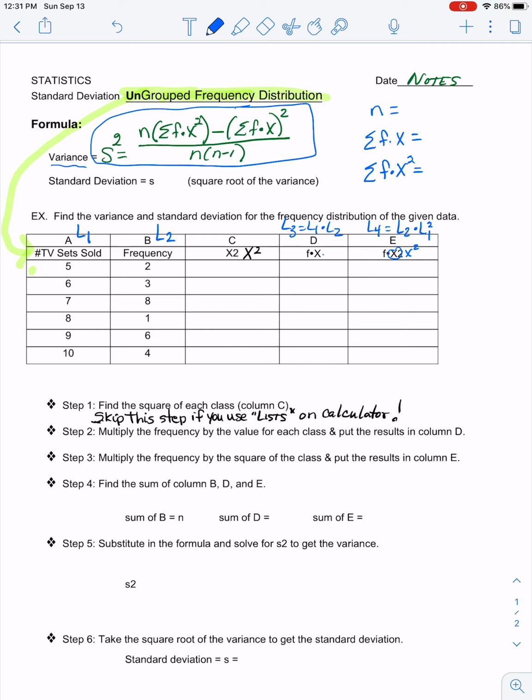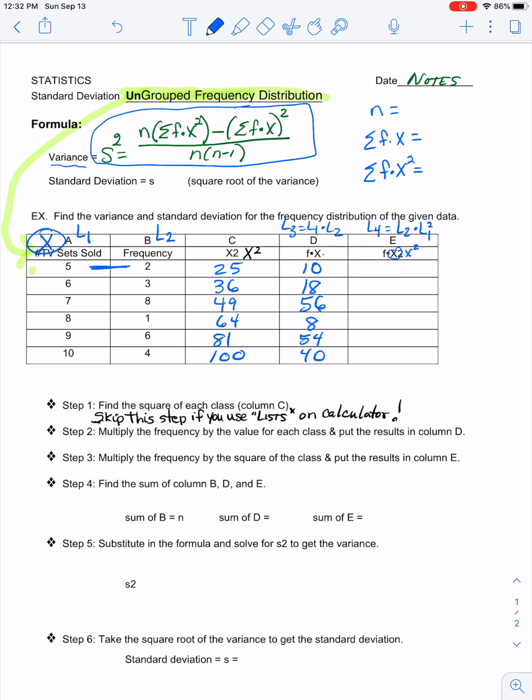If you're going to do it by hand, the next column I would fill in is the x squareds. And remember, it's the x's, so these are the x's over here, not the frequency. So we need 25, 36, 49, 64, 81, and 100 over there. Then by hand again, for f times x, we're multiplying in here the 5 and the 2, 3 and 6, and so forth. So we can fill that column in.